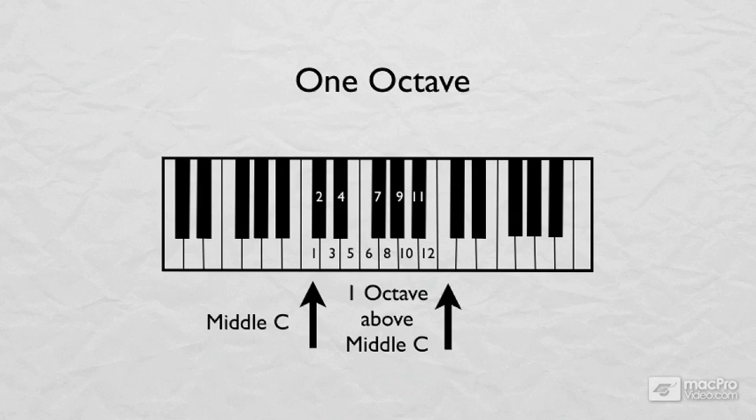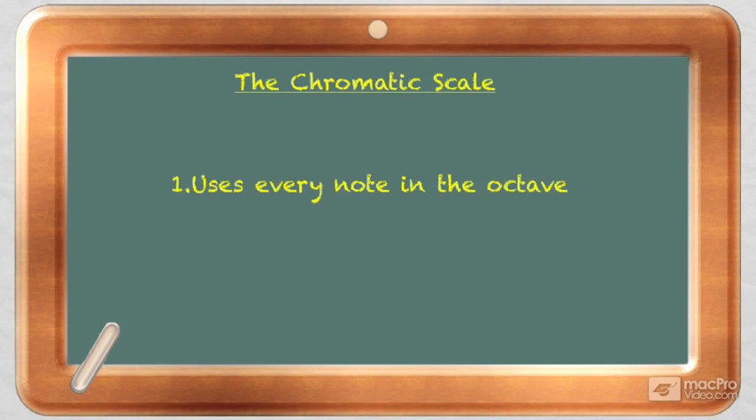Now, the first scale we'll talk about is the chromatic scale. The chromatic scale uses every note in the octave. This is what the chromatic scale sounds like.